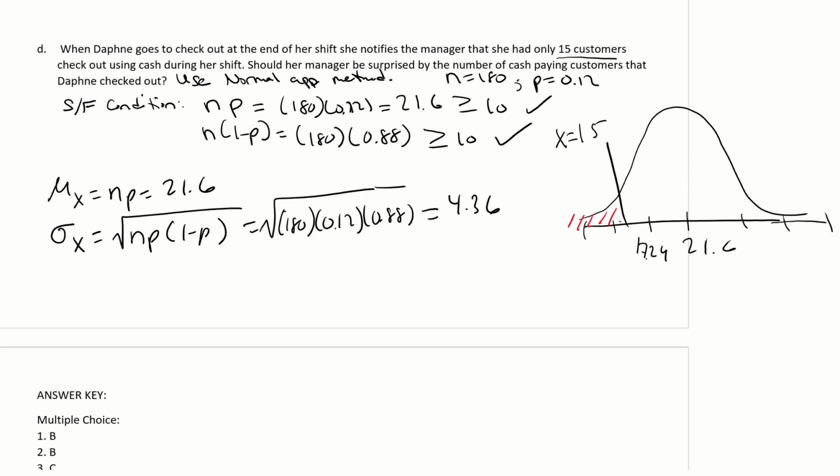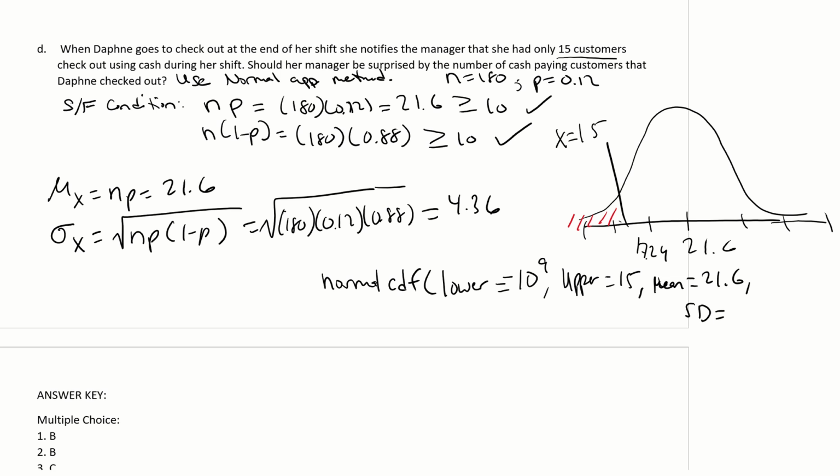All right. So we're going to use a normal CDF. Normal CDF, lower is equal to negative 10 to the 9th power, a negative number. The upper is 15. The mean is 21.6. Standard deviation is 4.36. And we can calculate what it is for that.